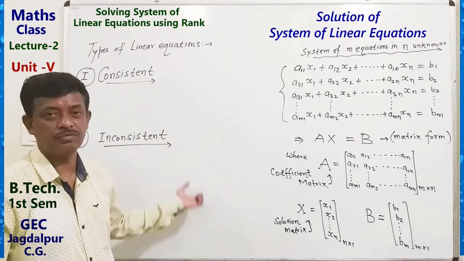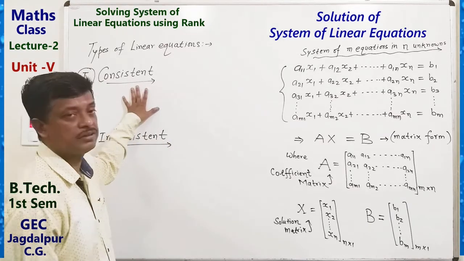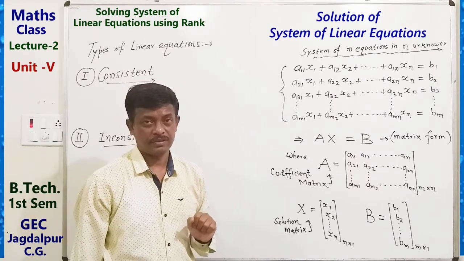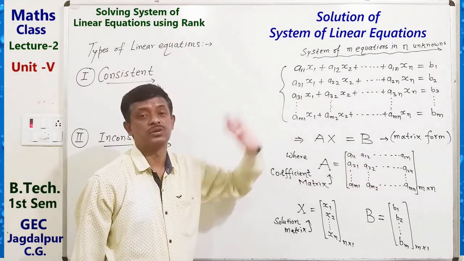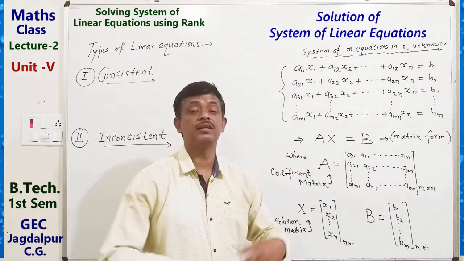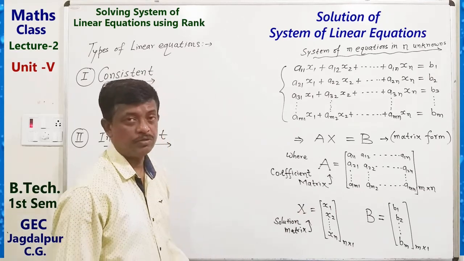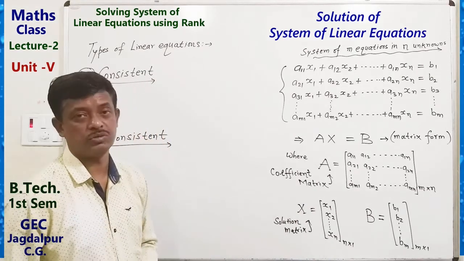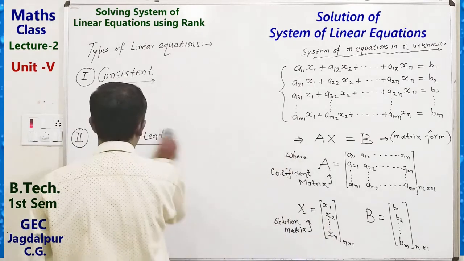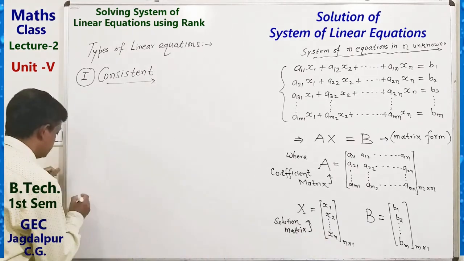What is the meaning of consistent and inconsistent? Consistent means system having some solution. Maybe unique solution, maybe infinite number of solutions, meaning more than one solution may be possible. Okay, inconsistent means no solution. So two types of equations.